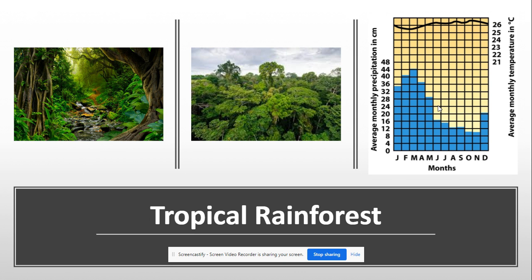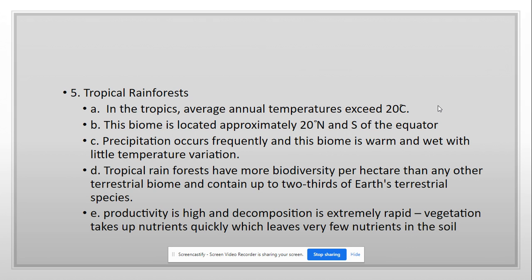Moving then to the equator, we see the tropical rainforest. Here we see lots of rainfall and very little change in average monthly temperature. So in the tropics, the average annual temperature can exceed 20 degrees Celsius, can become very hot. This biome is usually located between maybe 20 degrees north and south of the equator, or directly on the equator. Precipitation happens quite frequently. It's very warm, wet, with very little temperature variation.